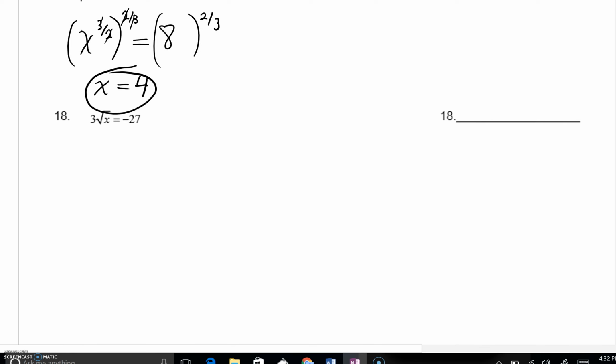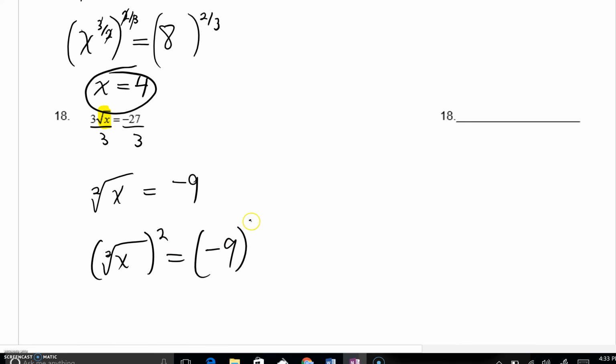Last one for number 18. What you need to do for every single one of these problems is isolate your radical. Get that root alone. I'm going to divide both sides by a 3. And negative 27, when you divide it by 3, you'll get negative 9. Please remember there is a 2 here. This is the second root of x. To get rid of a square root, you have to square. And that means you're squaring the right side also. Negative 9 in parentheses to the second power is going to get you 81.